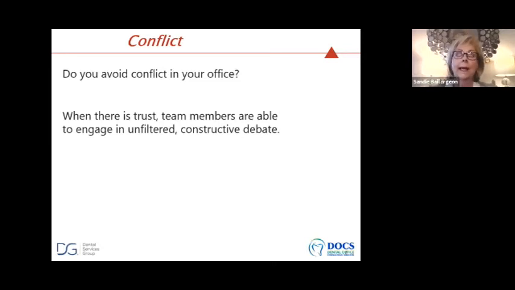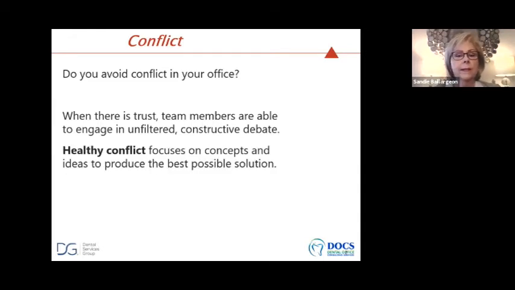Conflict can be negative if it is in fact negative or destructive conflict. But constructive conflict is extremely important to have. Otherwise, you don't get new ideas in your office. So when there's trust, team members are able to engage in unfiltered and constructive debate. Healthy conflict focuses on concepts and ideas to produce the best possible solution. And a key word there is ideas. You don't get ideas if people don't trust that their idea is going to be accepted.